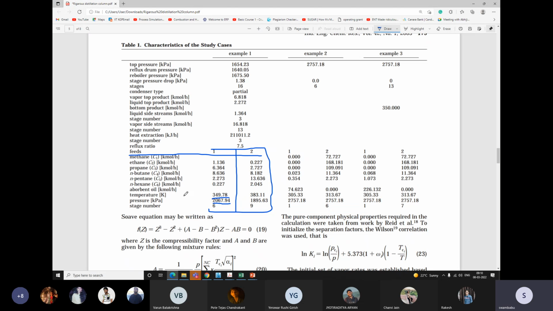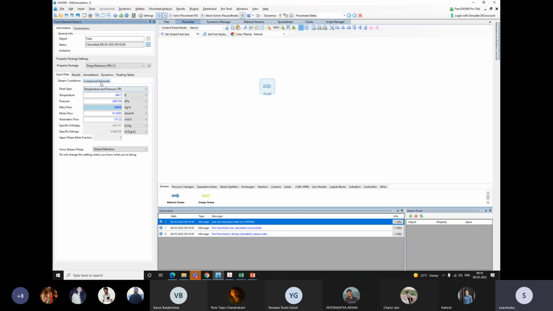Now we know the temperature, pressure, and stage number. This feed is entering at stage number 6, and the other feed is entering at stage number 9. That we will define later. So we will enter the moles. Instead of mole fractions, they are given in kilomole per hour, so we will enter this in terms of moles.